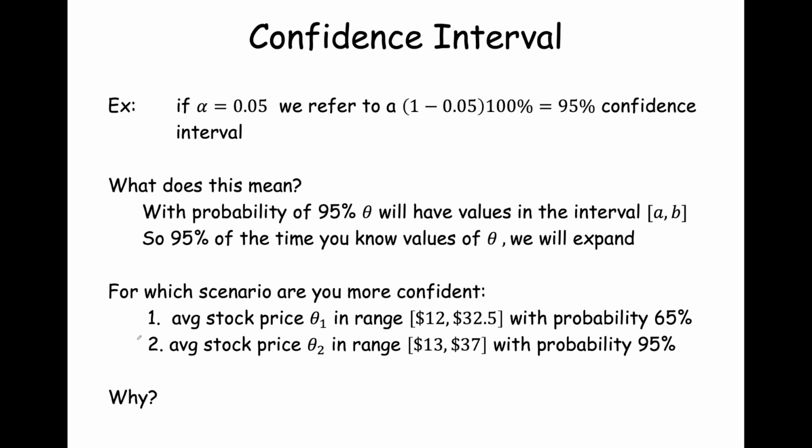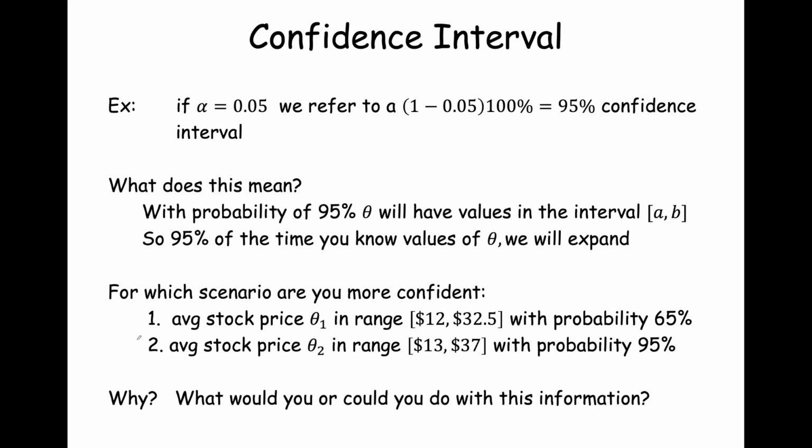Okay. And so why are we more confident? Well, what could you do or would you do with this information? I kind of got ahead of myself. Well, you could use the fact that there's a 35% chance for this first security to be less than 12 or greater than 32 to make a little money. Rely on those swings, if you will, that volatility or the unstableness to your advantage.